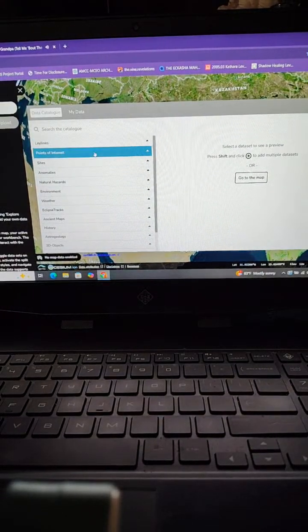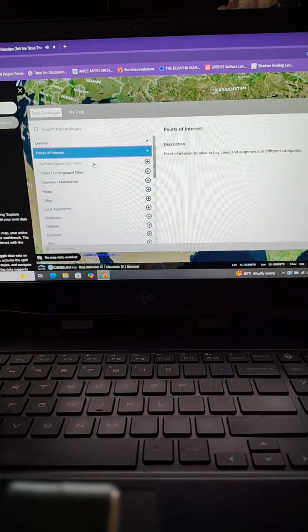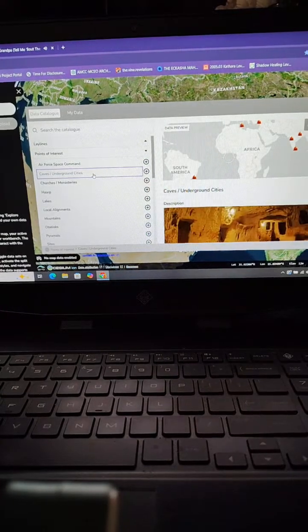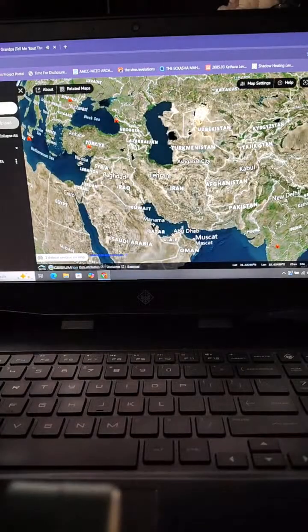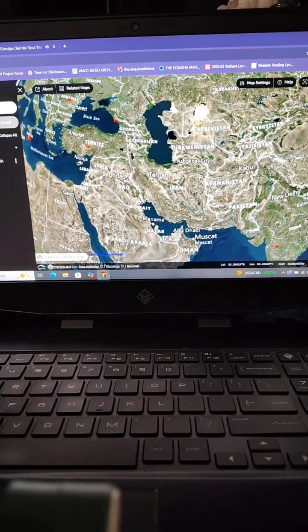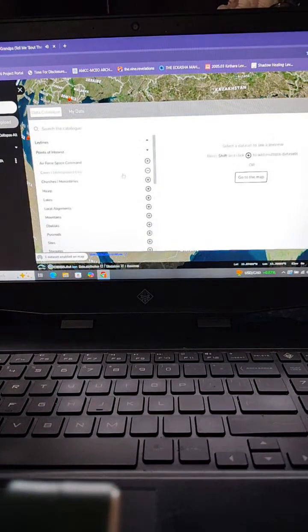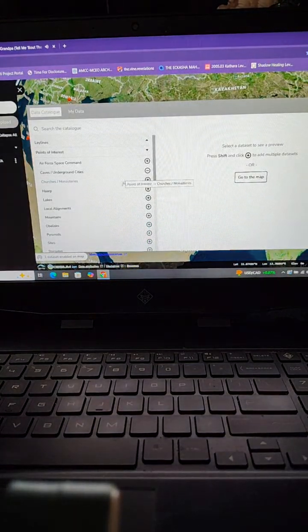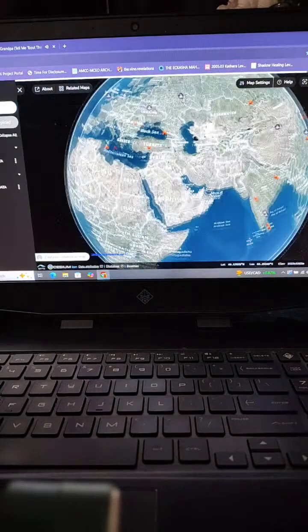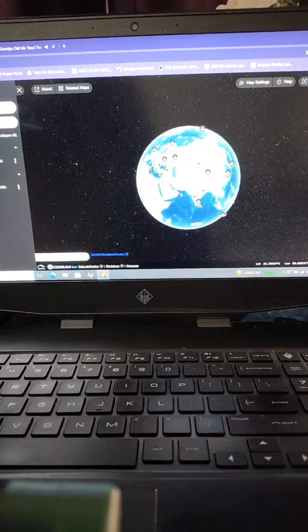So you can have points of interest, the Air Force Space Command, the caves. Ooh, caves and underground cities. Add to the map. Interesting. Let's see. Churches and monasteries. Harp. Where's Harp on our planet? Well, there we go. Showing where Harp is, too.